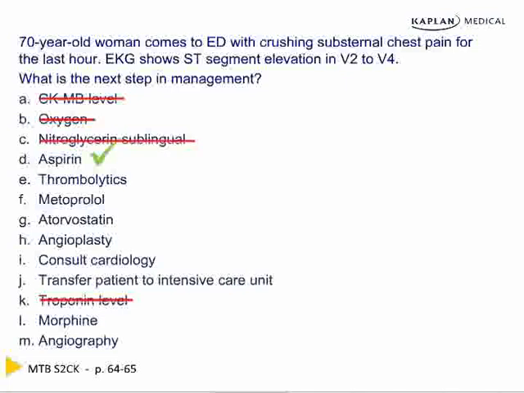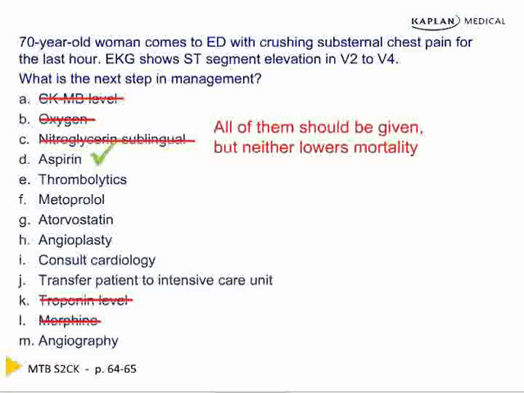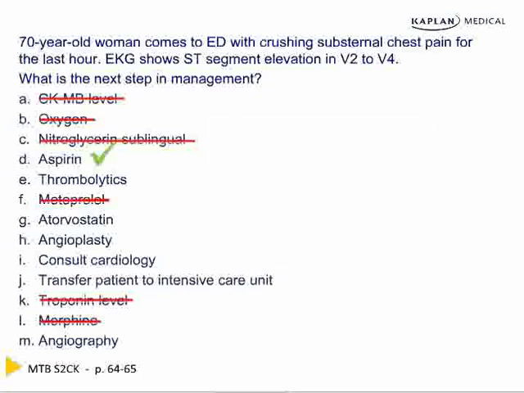Oxygen is essentially worthless. Sublingual nitroglycerin is not worthless. It does relieve pain, but it doesn't make you live longer. Mortality, mortality. Morphine relieves pain, but it's not as important as preventing you from dropping dead today. They should all be given, but they don't lower mortality.